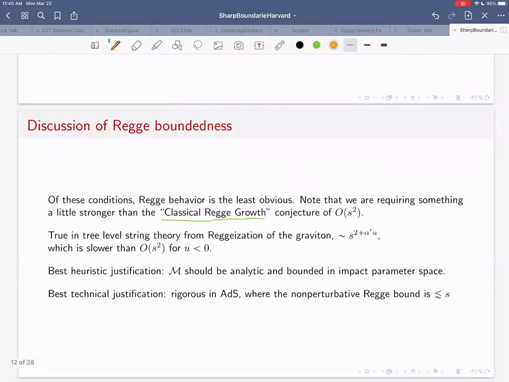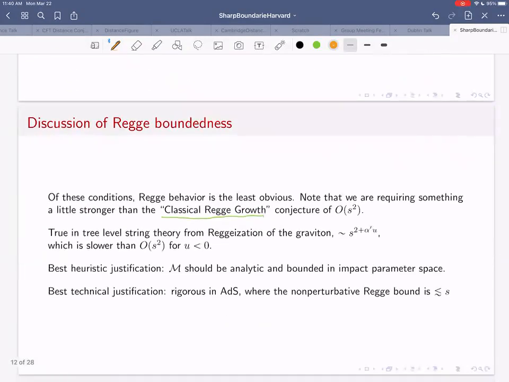Of course, this is exactly what happens in tree-level string theory. The fact that the graviton comes accompanied by a whole Regge trajectory of higher spin particles softens the high energy behavior a little bit. And so if you work in the physical region, where remember U is negative, the Reggeization of the graviton precisely gives you something which is within our bound.